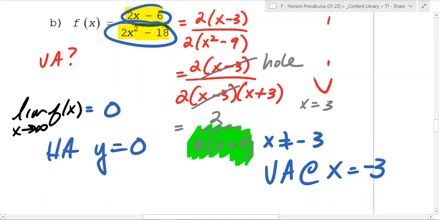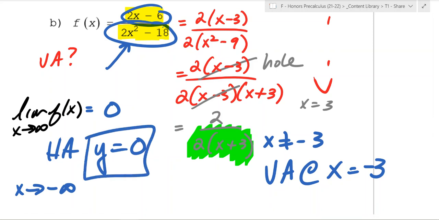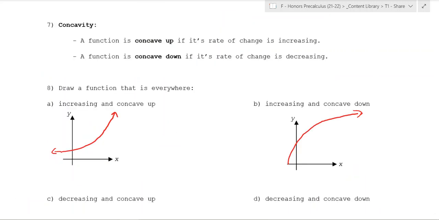And the same thing is going to happen when x goes to negative infinity, because when you plug in negative infinity into this, it's still going to be positive. It'll approach from a different side, but it'll approach y equals 0. This will take practice. The last topic for today is concavity.